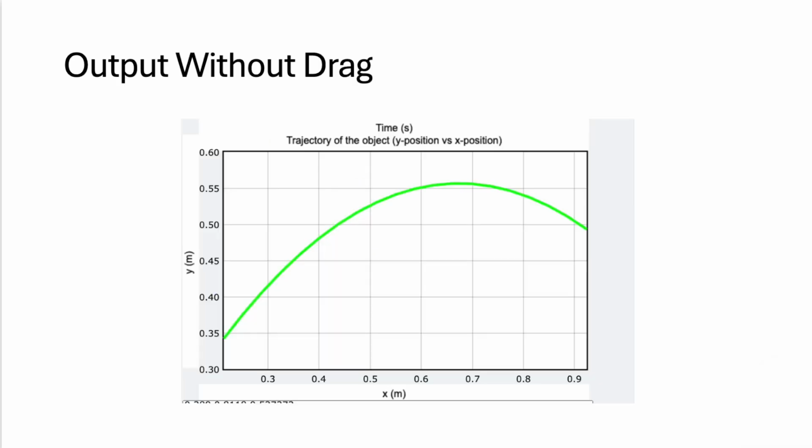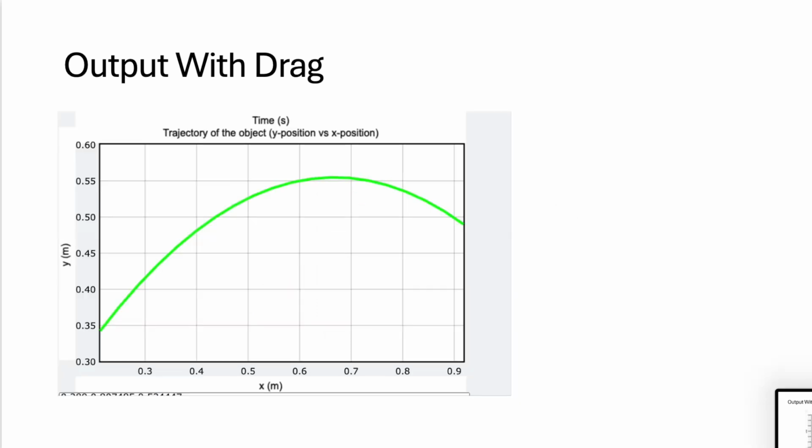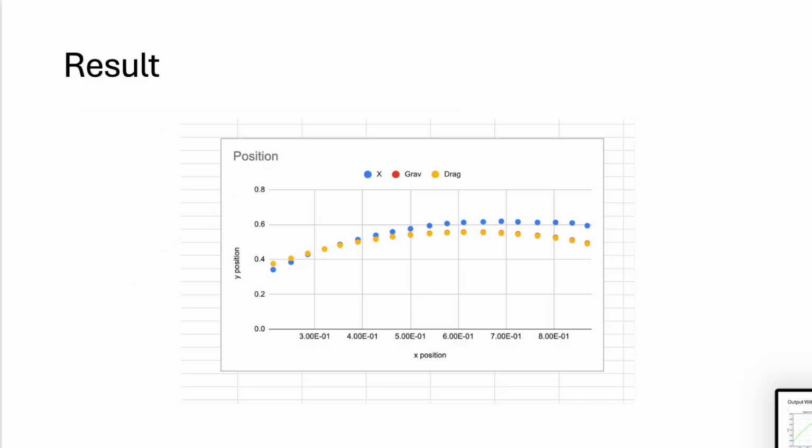Here is the graph of the trajectory of the object without drag. This is when I set b equal to 0, so it doesn't count the drag force. And you can see what happens to the object just when gravity is affecting it. And here is the graph of the object's position trajectory with drag. This is when I set b to a really low value, but it still affected the position of the object from the computational model.